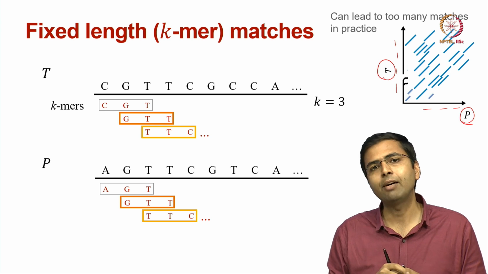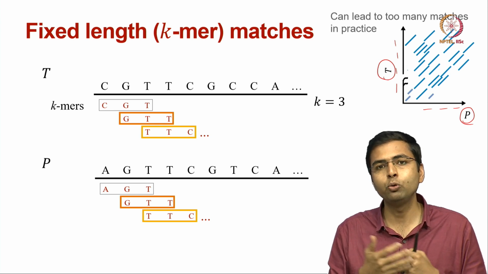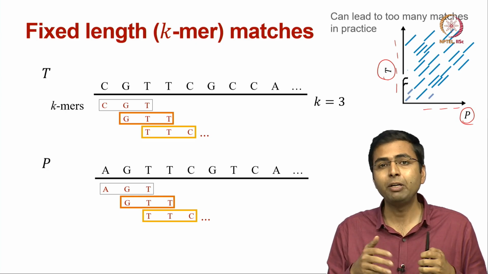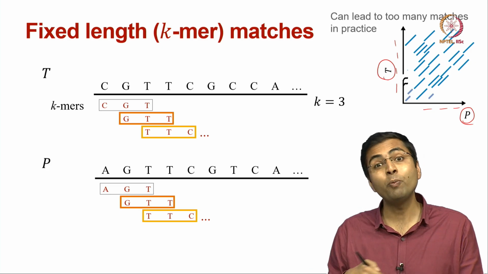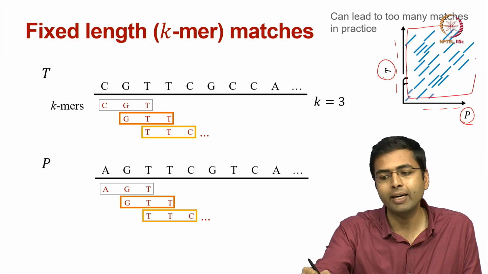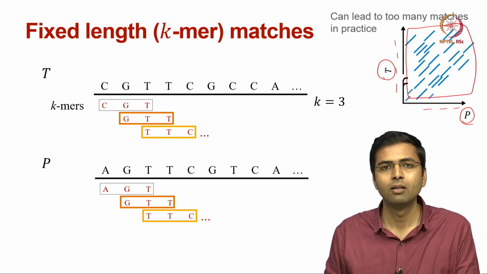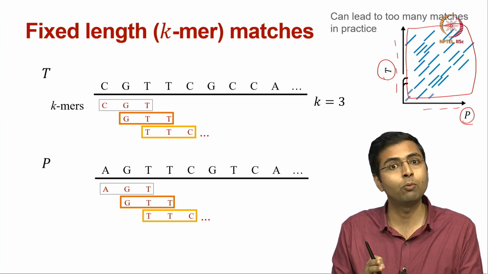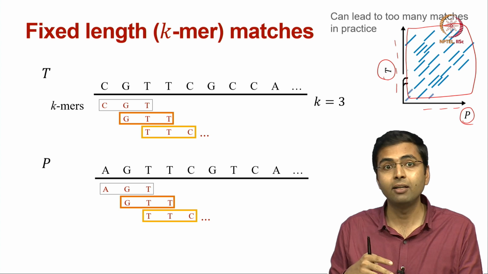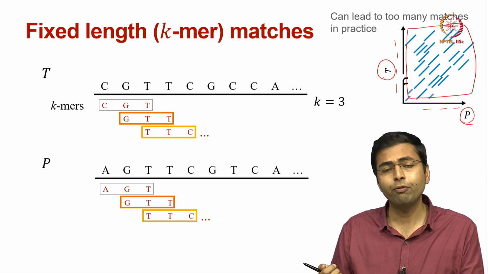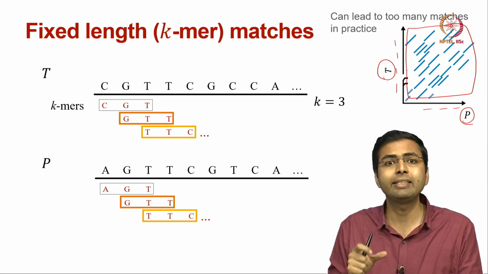Now it turns out that for desirable values of k, for example k equal to 30 or k equal to 50 in practice, because of repeats in the genomes it often leads to too many matches. So the number of matches that we find in practice can be too many to process. If I consider the human genome versus the chimpanzee genome, and you pick k equal to 31, then you are going to find billions of k-mer matches between those two genomes. Therefore we have to be slightly clever in how we consider these k-mer matches.